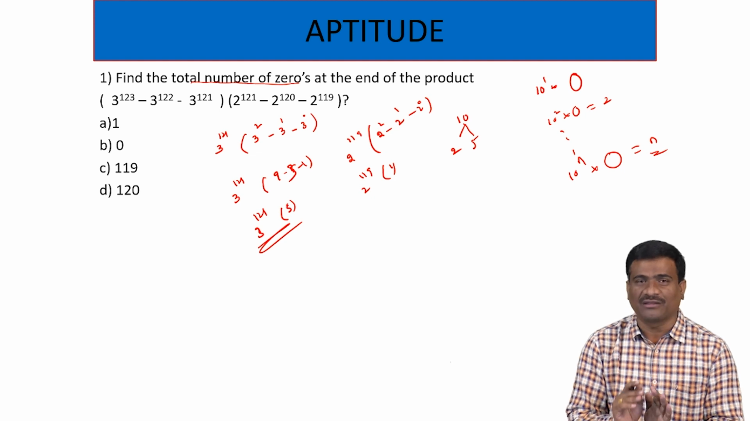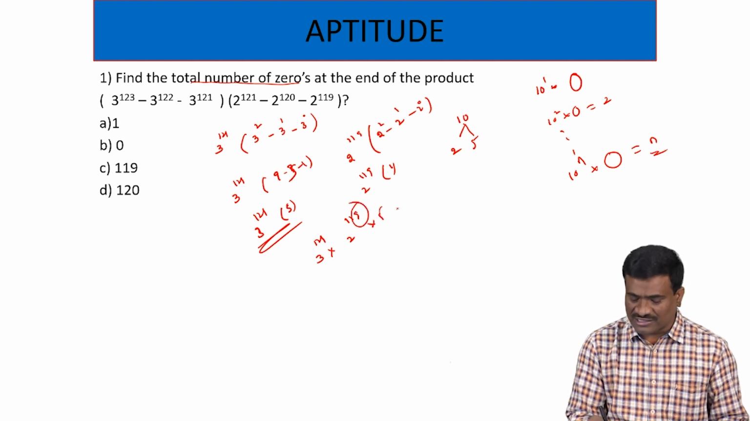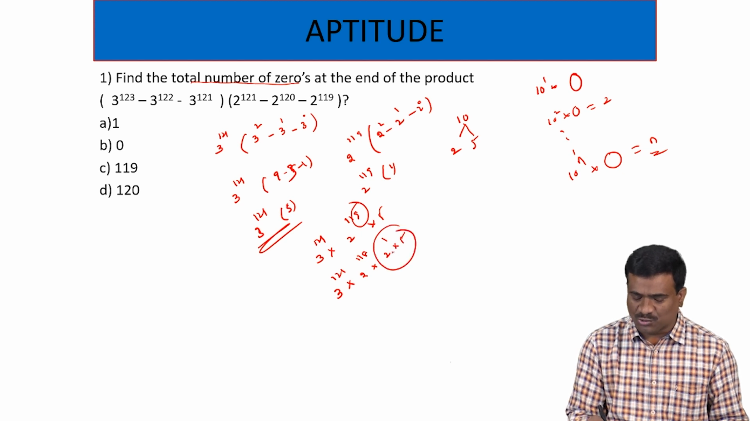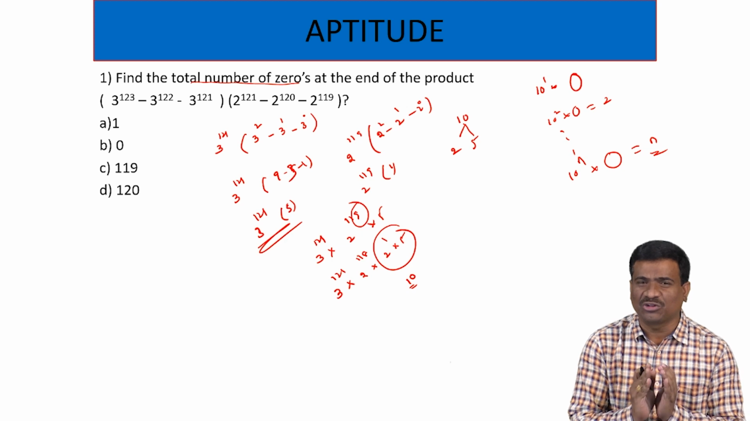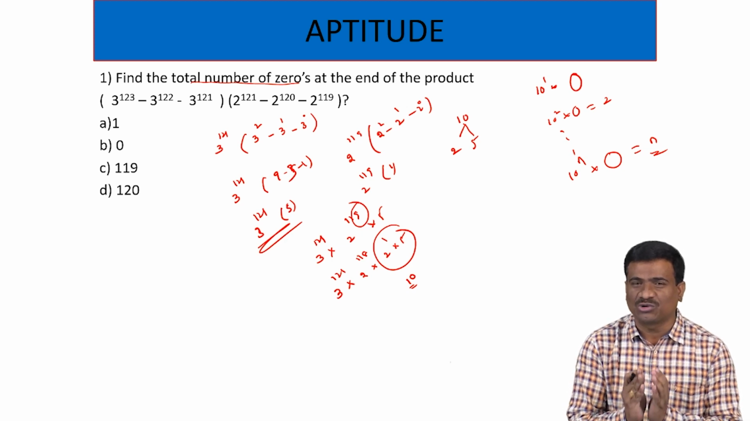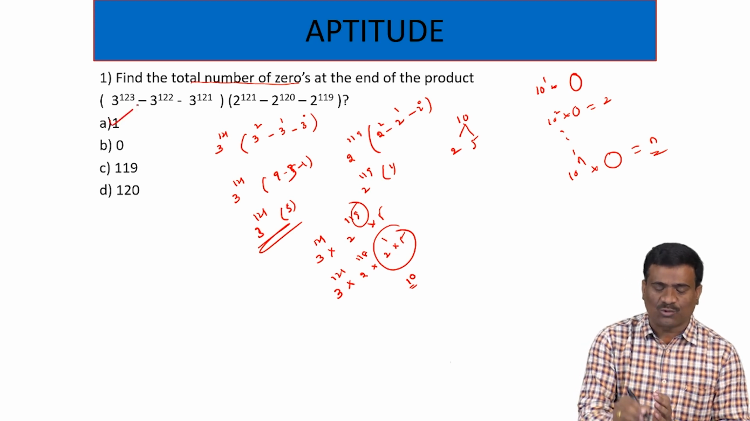Next, apply the multiplication operator: 3 to the power of 121 into 2 to the power of 119 into 5. 2 to the power of 119 can also be written as 2 to the power of 118 into 2 to the power of 1, so we have 3 to the power of 121 into 2 to the power of 118 into 2 into 5. 2 into 5 is equal to 10. So 10 is multiplied by 3 to the power of 121 into 2 to the power of 118, giving 1 zero. Option A only is correct.